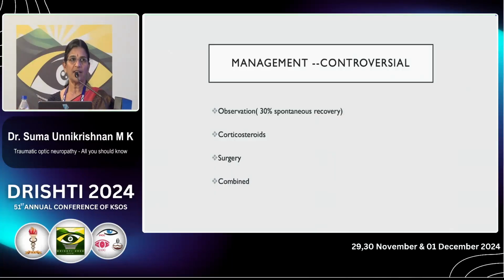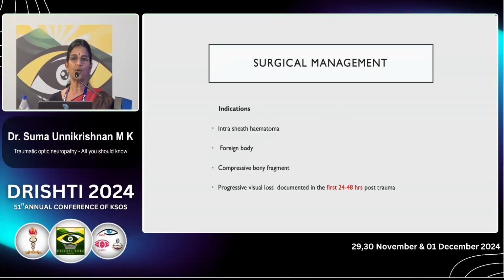Though, as I said earlier, the management is very controversial. Because 30% can recover spontaneously, observation is one method. Then you can give corticosteroids or surgery or combined. The indications for surgical management include intrasheath hematoma, foreign body, compressive bony fragment, and if you document a progressive visual loss in the first 24 to 48 hours post-trauma.